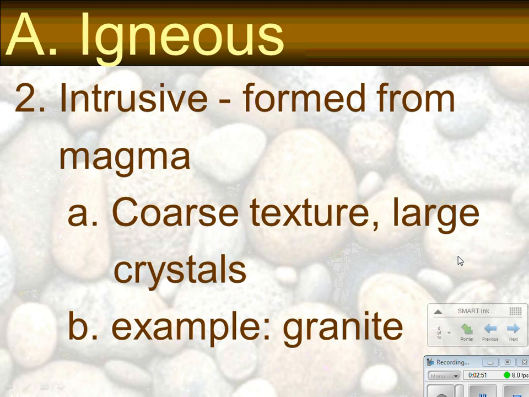Igneous intrusive rocks are formed from magma. Magma's inside of the earth. Intrusive igneous inside of the earth. And then again, remember, magma's inside the earth. And it's going to have a coarse texture and large crystals because the temperature is warmer inside of the earth. So it's able to cool slower so that the crystals can grow bigger. And an example is going to be granite. You'll see that in class.